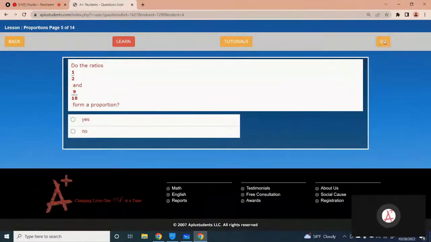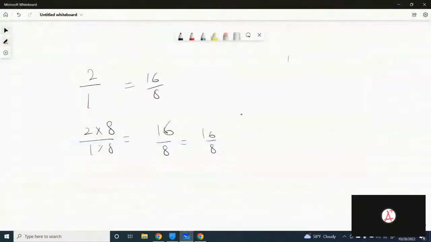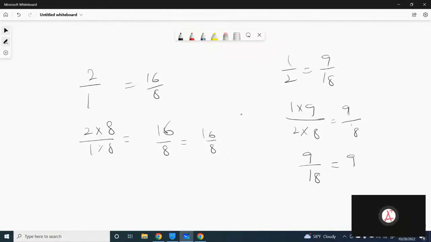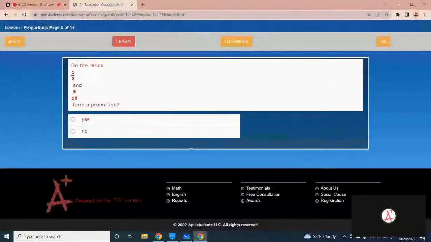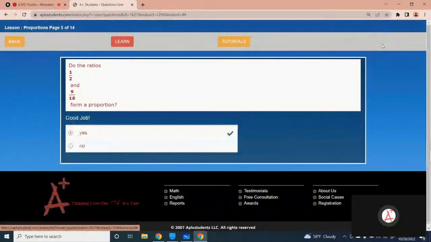Okay, the next one is do the ratios 1 over 2 and 9 over 18 form a proportion. Okay, 1 by 2 and 9 by 18. So here, 1 times what number makes 9? 1 times 9 makes 9. So it would be 9 times 1 is 9 and 9 times 2 is 18. It would be 9 over 18 and 9 over 18. See, both the fractions are equal. That means they are equivalent. Got it? The answer is yes. They form a proportion. Got it?